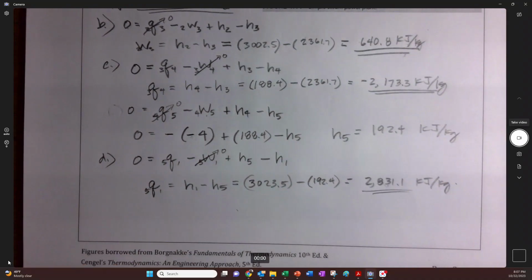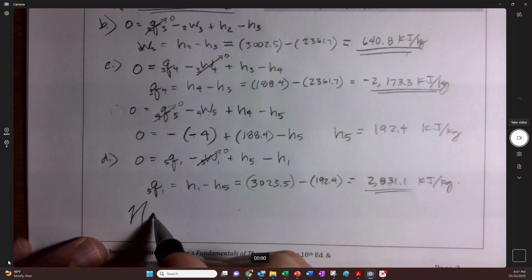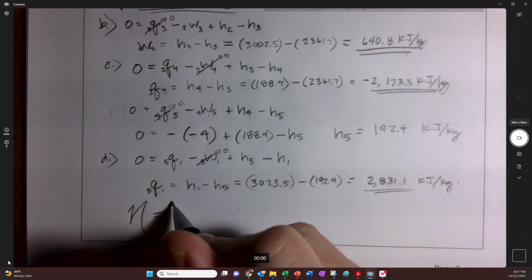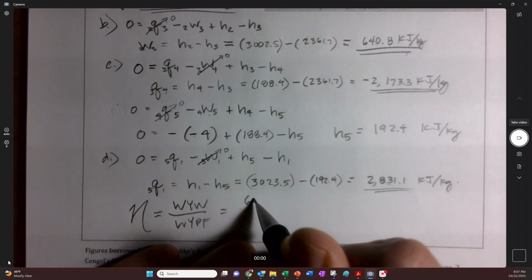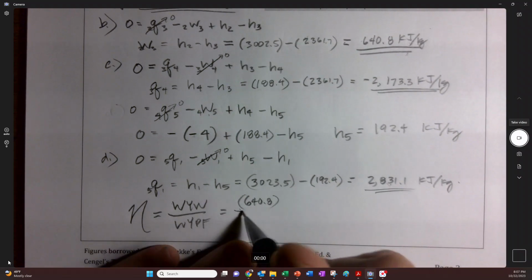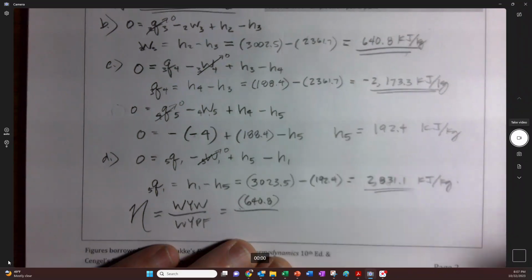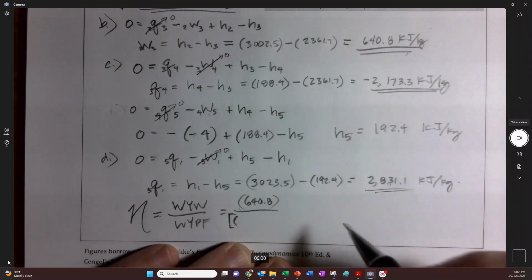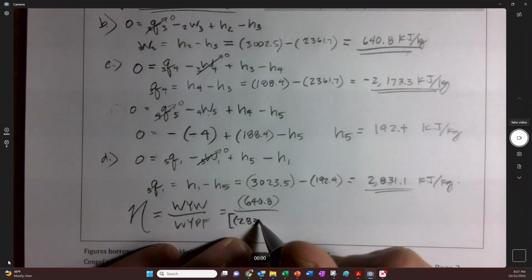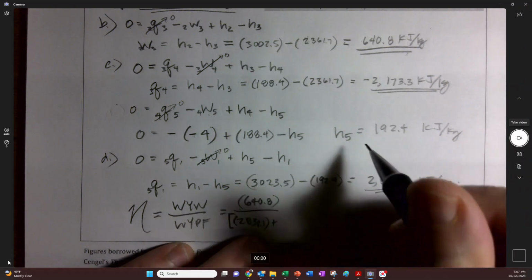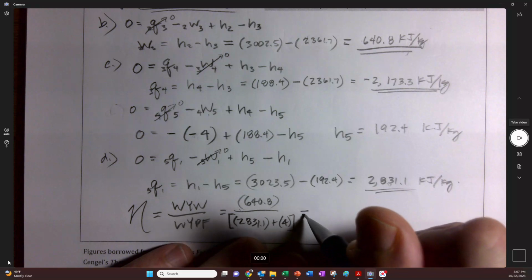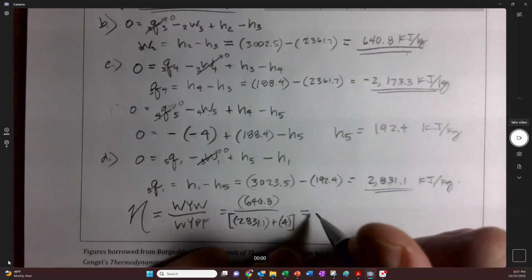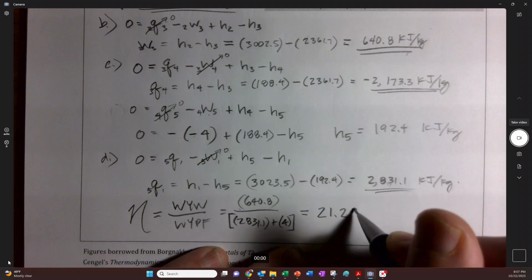So we will see soon that we often want to talk about the efficiency, which a good friend said, is what you want over what you paid for. And what we wanted was 640.8 kilojoules per kilogram. But we paid for it not only 2,831.1, but we also somehow magically got 4. We had to pay for it with this too. So that's not the only thing to be concerned with. And if you calculate that, you get 21.2%.